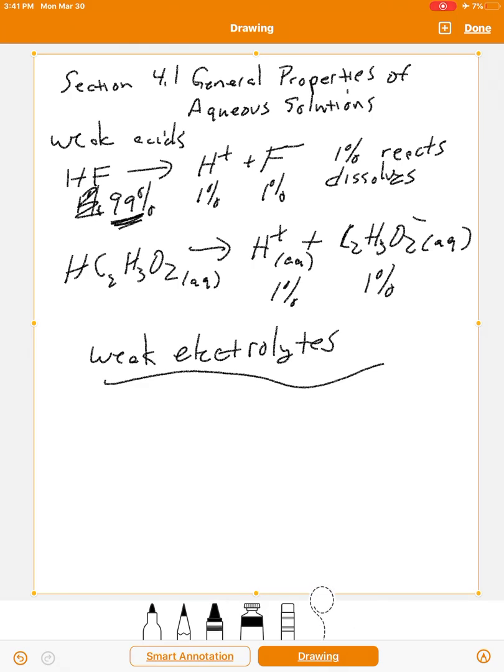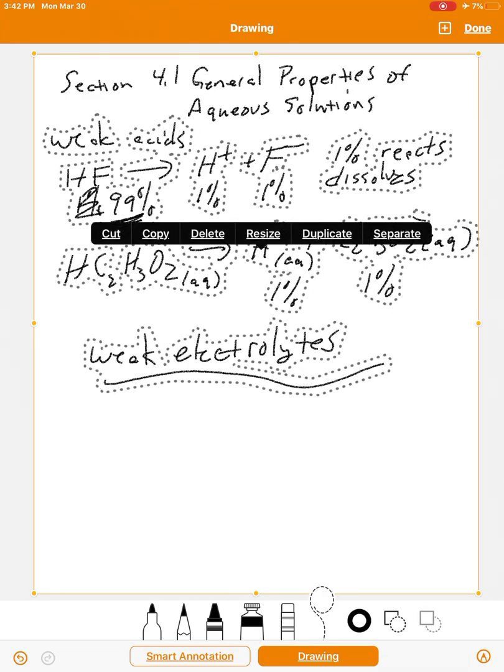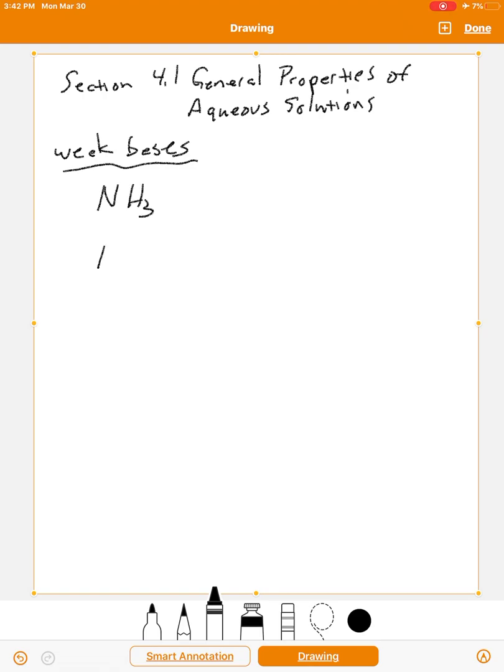There's another category of substances called bases, and I'm going to focus on what are called the weak bases. These are compounds that have nitrogen attached to a hydrogen. So one of them is NH3. Here's another one, CH3NH2, C2H5NH2. There are many of them out there. These are some of them.